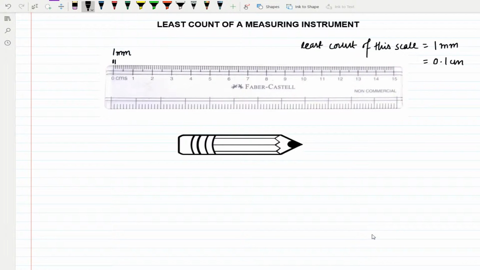Now if you see, this particular least count has only one decimal place, so this scale cannot be used to take any reading which has two decimal places.